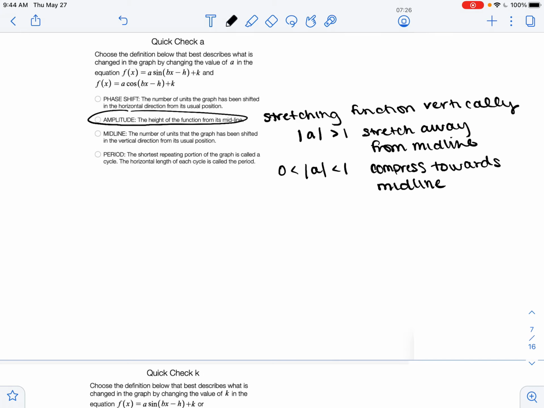Now, when A is less than 0, so when A is negative, the same kind of things are happening as far as the magnitude of these numbers. If it's a negative number less than -1, we're stretching away from the midline. If it's a negative number between 0 and -1, we're compressing towards the midline. But if A as a whole is less than 0, aka negative, we have a vertical reflection.